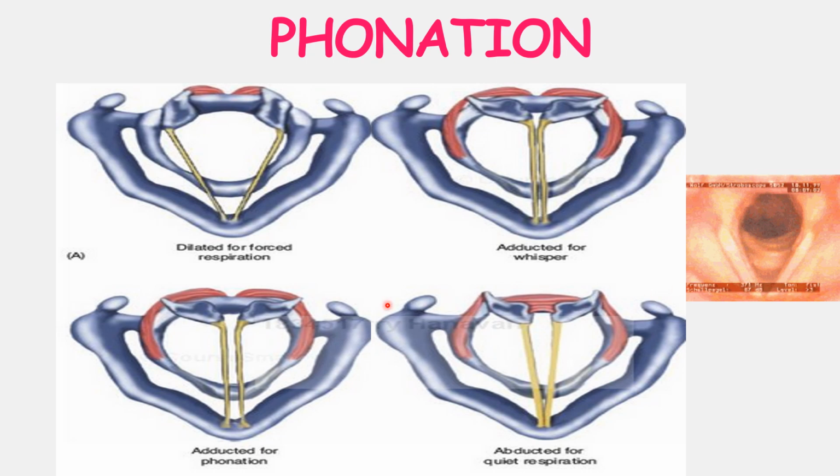Here you can see how the vocal cord behaves during forced respiration and whispering. Here you can see the adducted vocal cord for phonation, where there is only a slight gap, and here it is abducted, which is for quiet respiration.